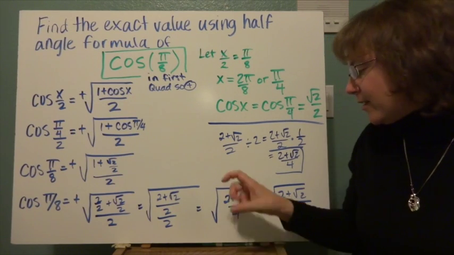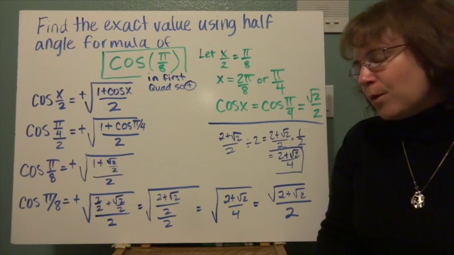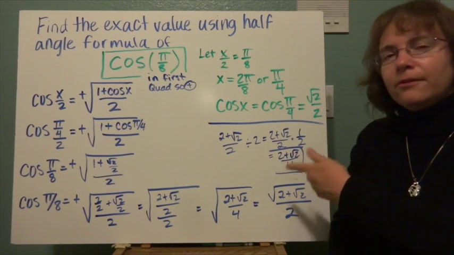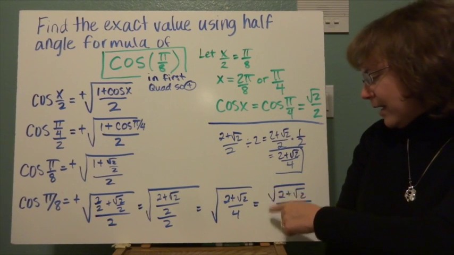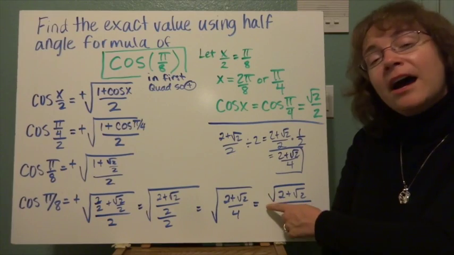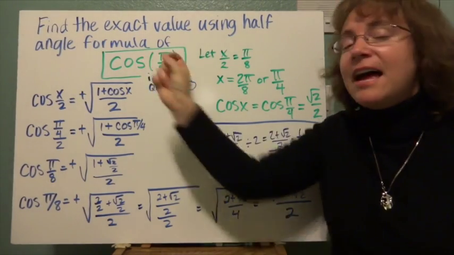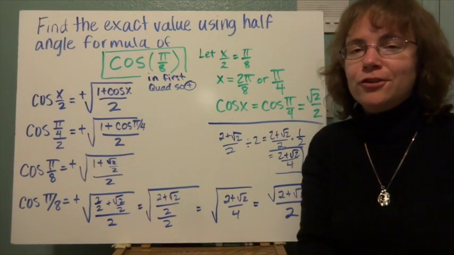Then I take the radical of the top and the radical of the bottom. And this is kind of a weird one because we have a radical in a radical. So I have radical 2 plus rad 2 all over the square root of 4 is 2. I know I'm taking that positive square root because I know this, my half angle, is going to be in the first quadrant.